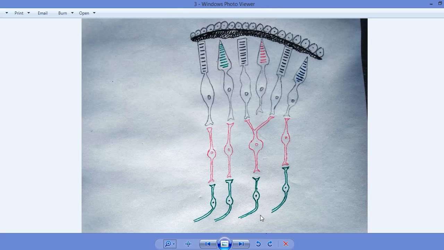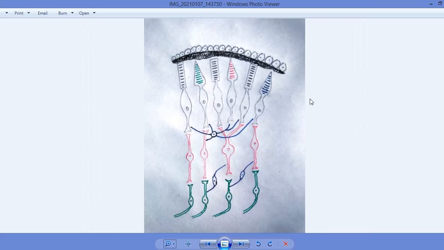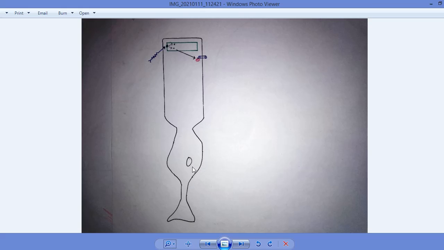The light goes through these two layers and will fall on the rods and cones. The light has nothing to do with this layer. The light has something to do with these cells. Only these cells are responsible for the reception of light. So the light will fall on the cone, or on the rod.